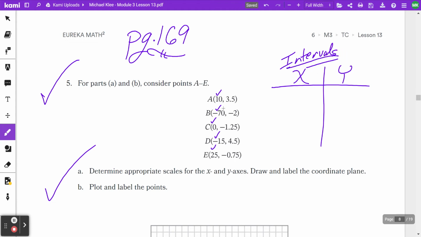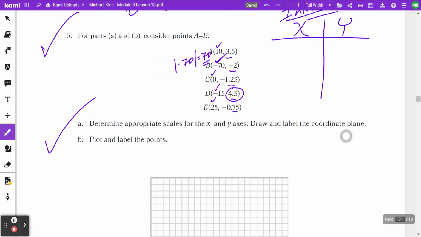Okay, look at my y's. These guys are huge, great absolute value there. -70, that has an absolute value of 70. Look at that, right? Absolute value of 70. That's big. But look at my y's. My y's are tiny. The biggest absolute value I have is this guy here, which is a 4.5.